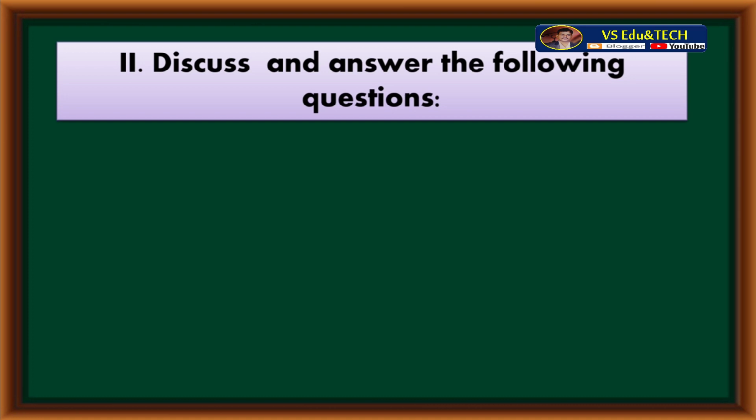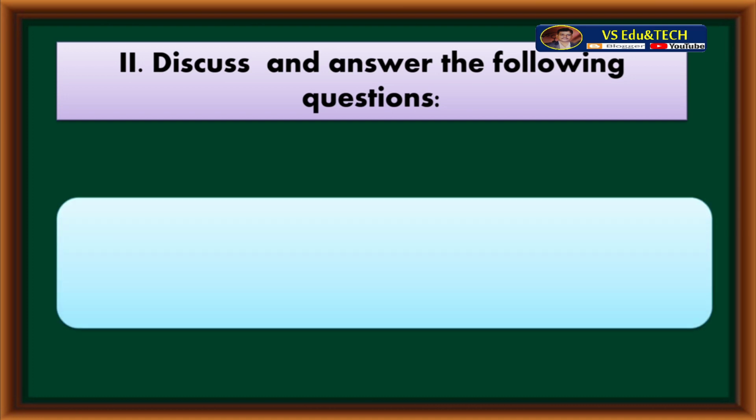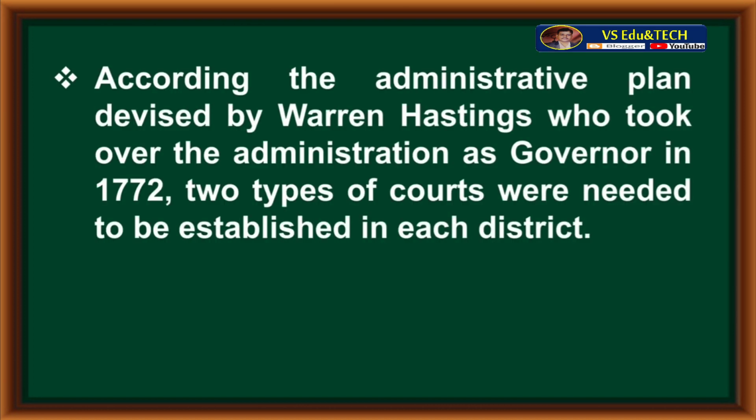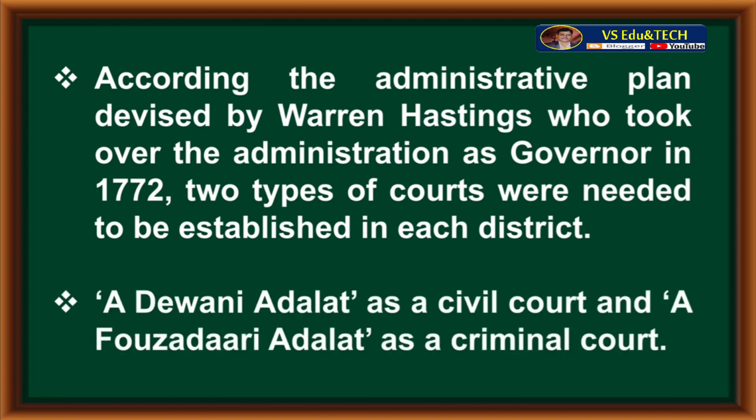Discuss and answer the following questions. Illustrate the judicial system formulated through East India Company. According to the administrative plan devised by Warren Hastings, who took over the administration as governor in 1772, two types of courts were needed to be established in each district: a Diwani Adalat as a civil court and a Fauzdari Adalat as a criminal court.